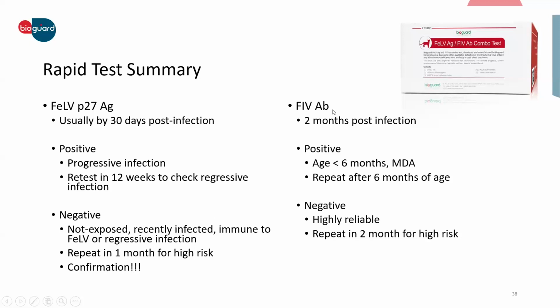And for the FIV antibody, it requires 2 months post-infection to be detected. If it's positive, need to pay attention. If the kitten is younger than 6 months, need to check whether it's from maternal antibody. If the queen has the infection, it's better to repeat the FIV antibody test after the kitten is at least 7 months of age. If it's negative, it's highly reliable. If the cat is high risk, can repeat in 2 months.